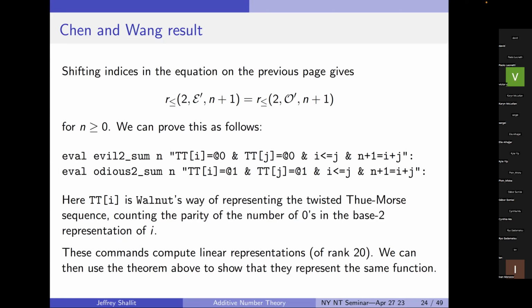And when we do this, we get two linear representations. They're of rank 20 this time. Before they were of rank 8. And we use the theorem to prove that they're the same. If you look at the proofs in previous papers, they're often 2 or 3 pages long, with some complicated induction. So this is a way to just hit it with a hammer that can handle all such problems, and it kills them.